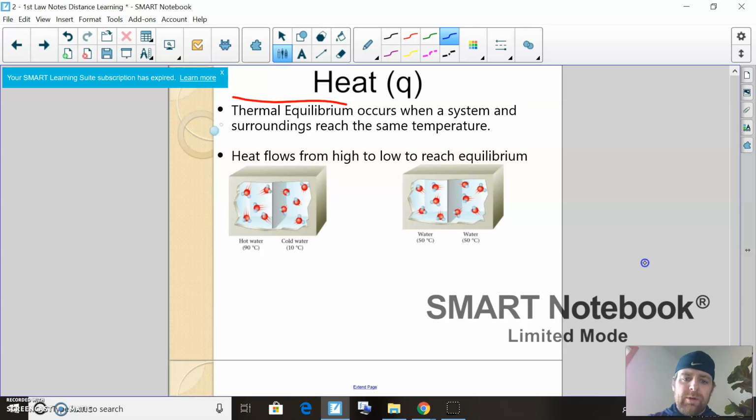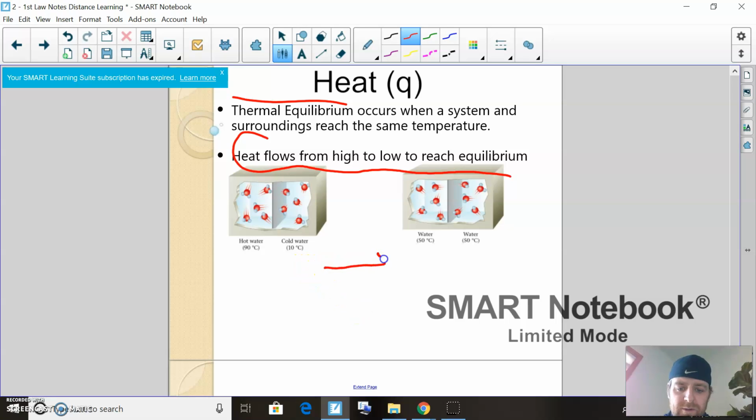Thermal equilibrium is when a system reaches the same temperature. This is a huge point: heat always flows from high to low. If you think about your house, it's hot. When you open a window in the winter, the heat is going to flow that way. It's not that cold air rushes in, it's that heat is going out. So everything goes from high to low.